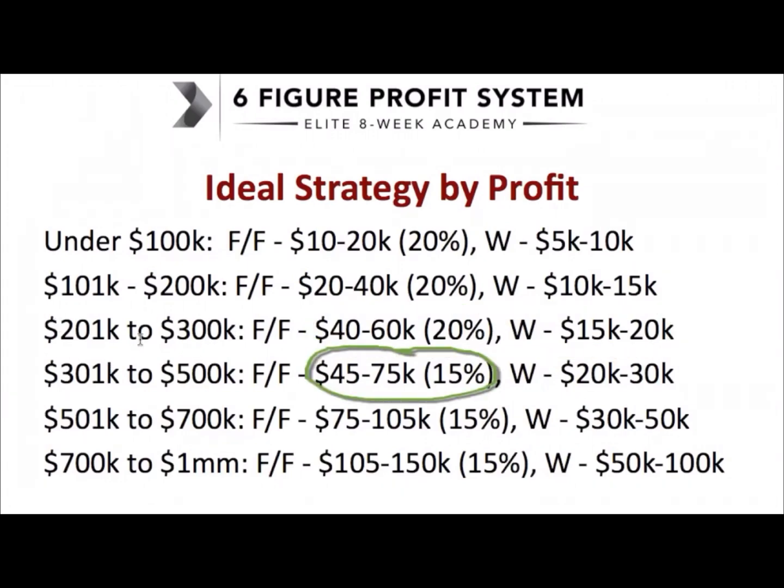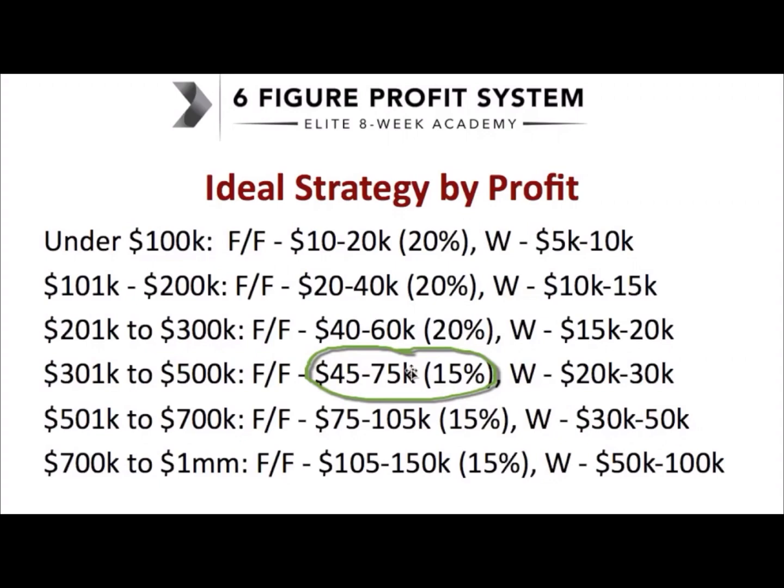And then what happens when we get to the 3 to 5? Well, remember, for one, wholesaling there gets tougher because we have less fix and flippers, less investors to wholesale to. There's still some out there, and you can still wholesale there, but there's less of them, so it gets a little tougher.